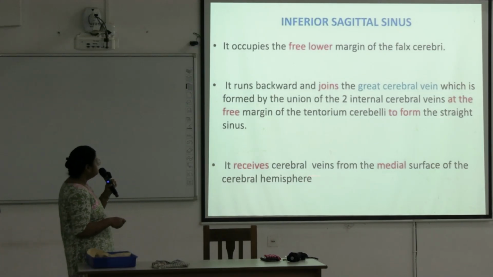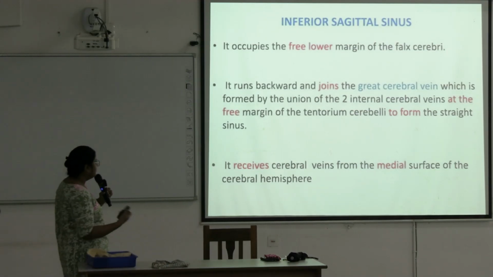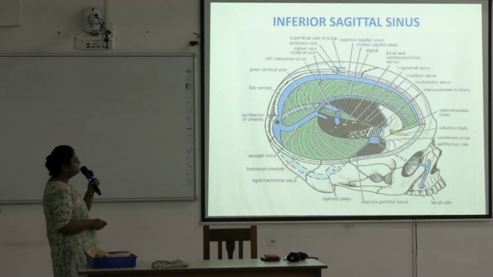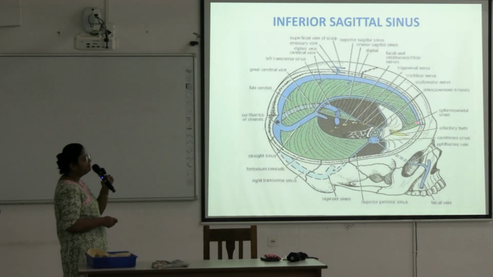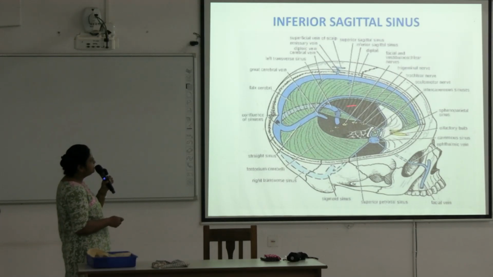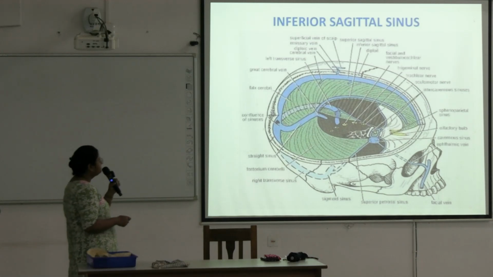Okay. And it receives cerebral veins from the medial surface of the cerebral hemisphere. Next. See here, this is inferior sagittal sinus lying along the inferior margin of the falx cerebri. They are joining with the great cerebral vein. Great cerebral vein is formed by joining of two internal cerebral veins, and this inferior sagittal sinus and great cerebral vein join to form this straight sinus. Okay, straight sinus is meeting at the confluence of sinuses, mainly joined with this superior sagittal sinus. Okay, next.